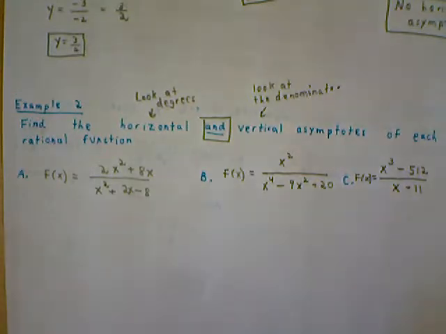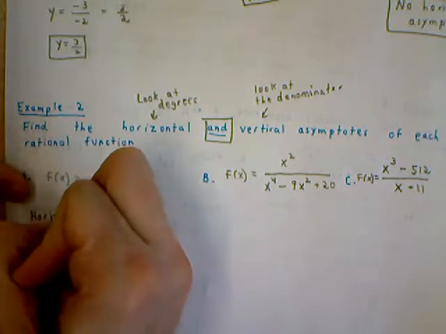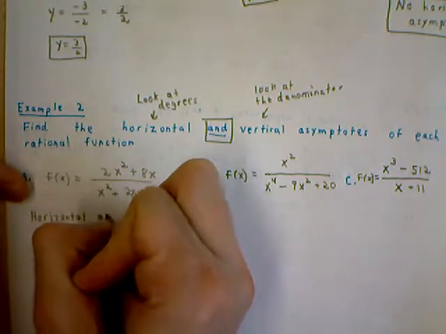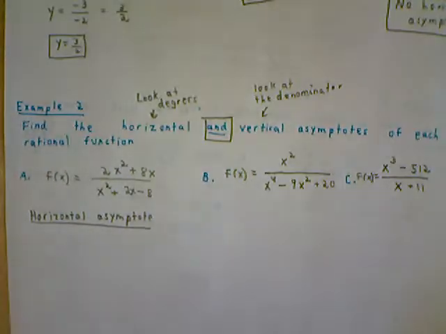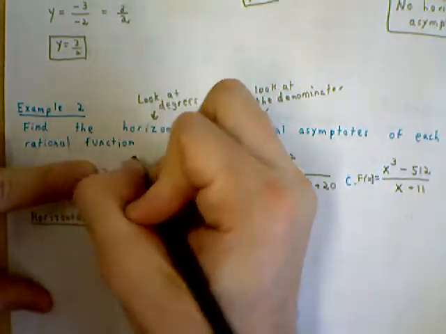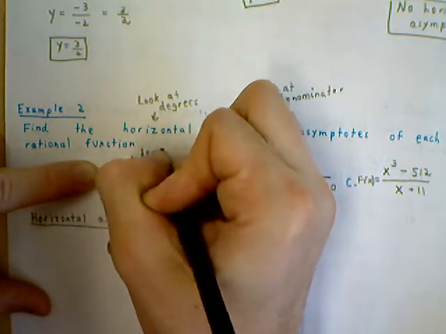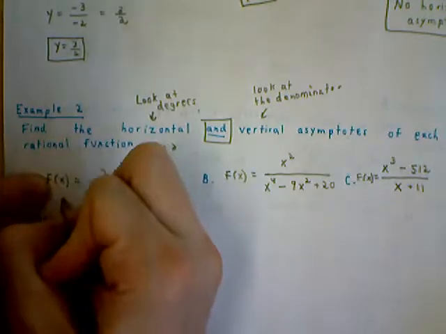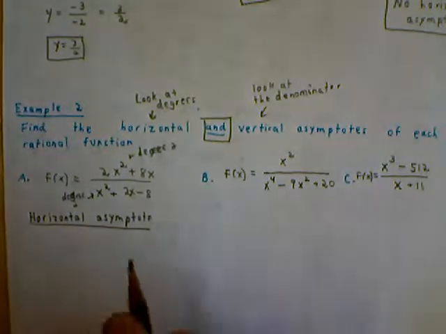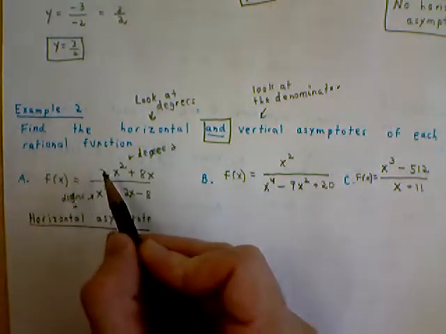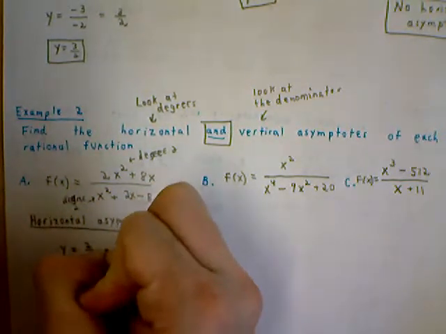So let's start off with what we just did. I'm going to first start off with the horizontal asymptote. I see the degree of the numerator is 2. The degree of the denominator is 2. So now I'm just going to take the ratio of the leading coefficients, 2 over 1. So my horizontal asymptote is y equals 2 over 1, or 2.